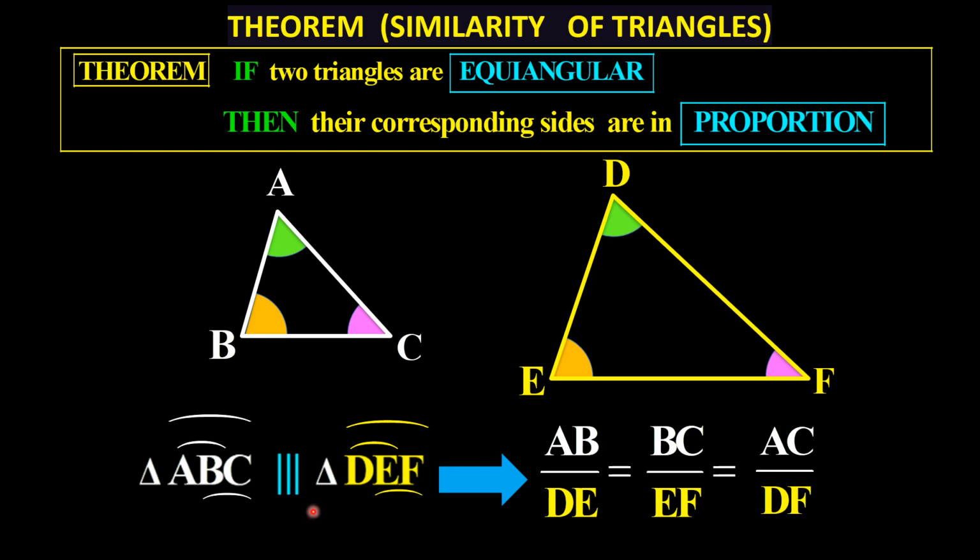Let's go over that again. You take the first two letters over the first two, and the last two over the last two, and the first and the last over the first and the last. So if two triangles are equiangular or they are similar, that implies their corresponding sides are in proportion. Now in the next slide, we're going to actually prove this theorem formally.